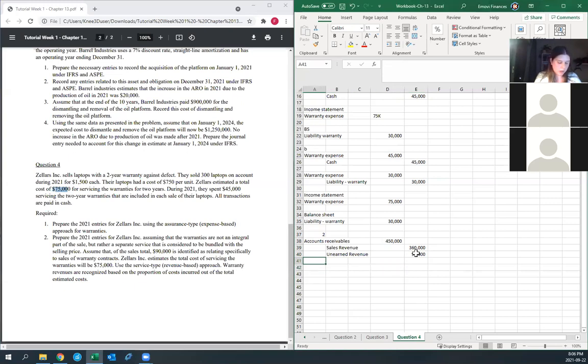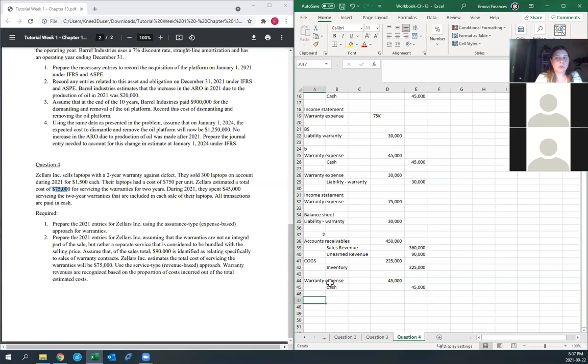And then again, you have your COGS and your inventory, which is the same as earlier, which was this amount. All right, so after that, you want to expense the actual amount of warranty you spent for servicing customers. So it's the same amount as earlier. So they actually spent $45,000. So this is going in your warranty expense account. And let's say that you paid them back the cash. So it's going to be the $45,000.